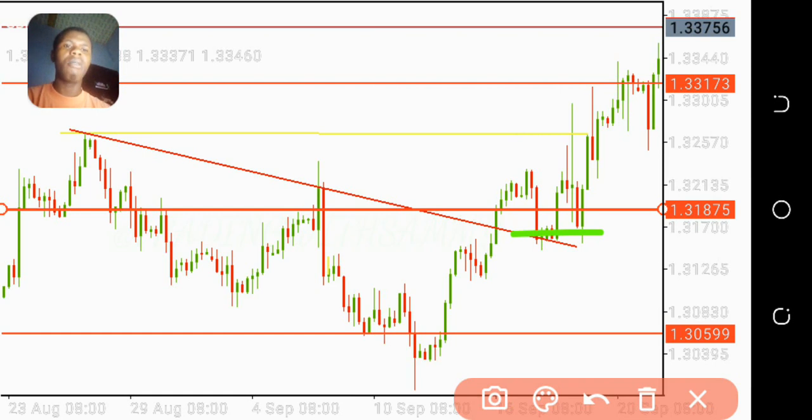So this was it. Price coming back to the trend line, coming here, to take price to the upside.